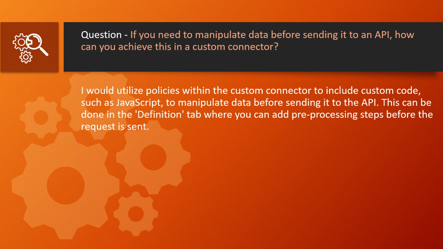If you need to manipulate data before sending it to an API, how do you achieve it? So in this case, I would utilize the policies within the custom connector to include custom code such as JavaScript to manipulate the data before sending it to the API. With the help of JavaScript, manipulation can be done, and this can be done in the definition tab, where you can add pre-processing steps before the request is sent.